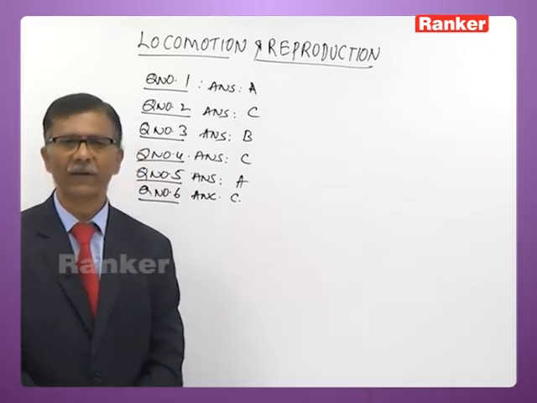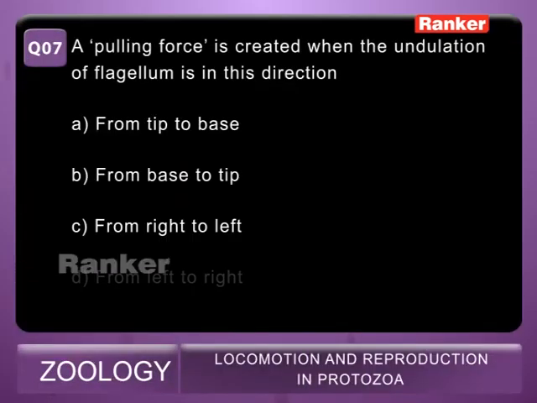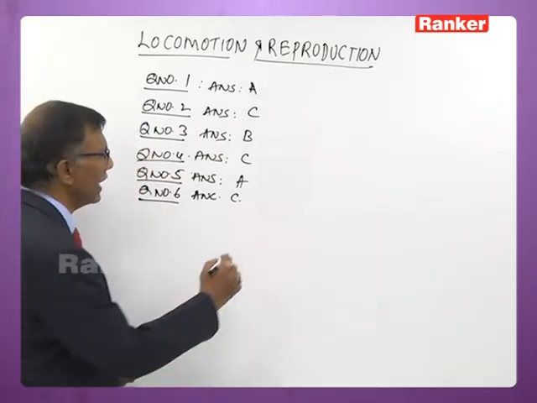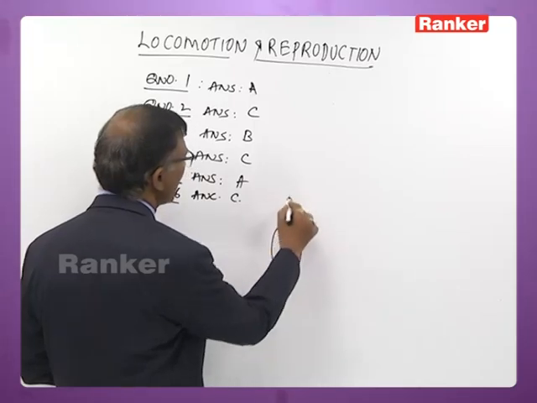Now I will read out the question for you. Question number 7. A pulling force is created when the undulation of the flagellum is in this direction. A. From tip to base, B. From base to the tip, C. From right to left, D. From left to right. Now pulling force is created when, suppose this is an organism, it has a flagellum here now.